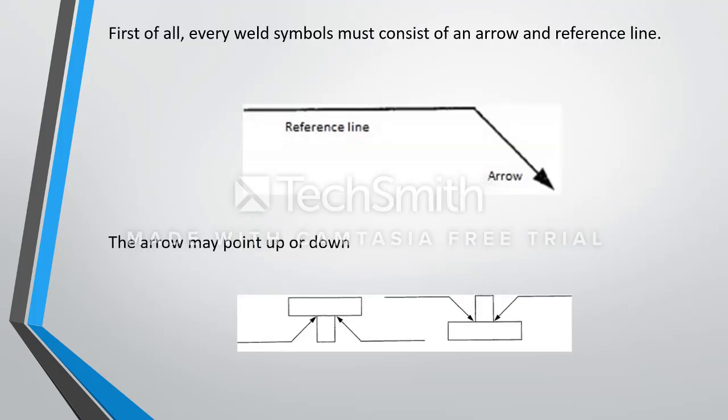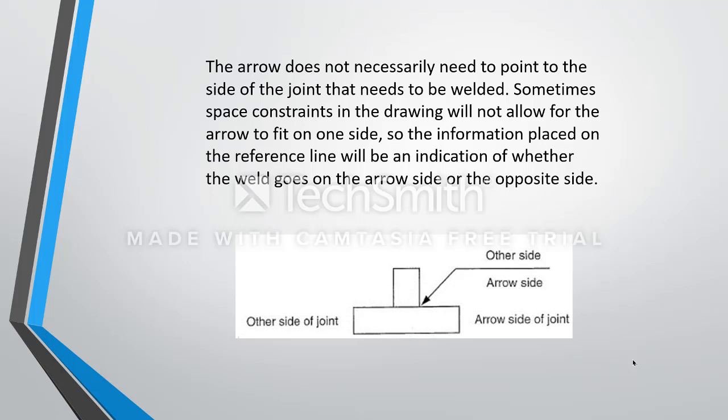First of all, every weld symbol must consist of an arrow line and a reference line. The arrow may point up or down. Next, the arrow does not necessarily need to point to the side of the joint that needs to be welded. Sometimes space constraints in the drawing will not allow for the arrow to fit on one side. So the information placed on the reference line will be an indication of whether the weld goes on the arrow side or the opposite side.